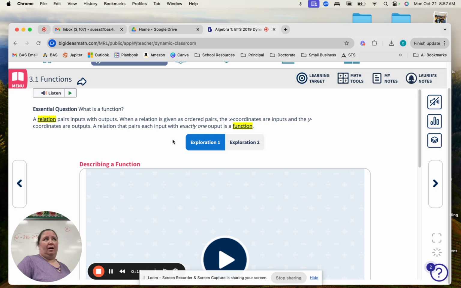So the easiest way to think about this in algebraic terms is input is usually the x values, output is the y values. And you'll see that as we go through this. So you said input is x. Correct. And output is y. And then the relationship between that x and y, if it shows that there's exactly one output, then you know it's a function. So somebody tell me what the definition of function was. A relation that pairs each input with exactly one output. Right.